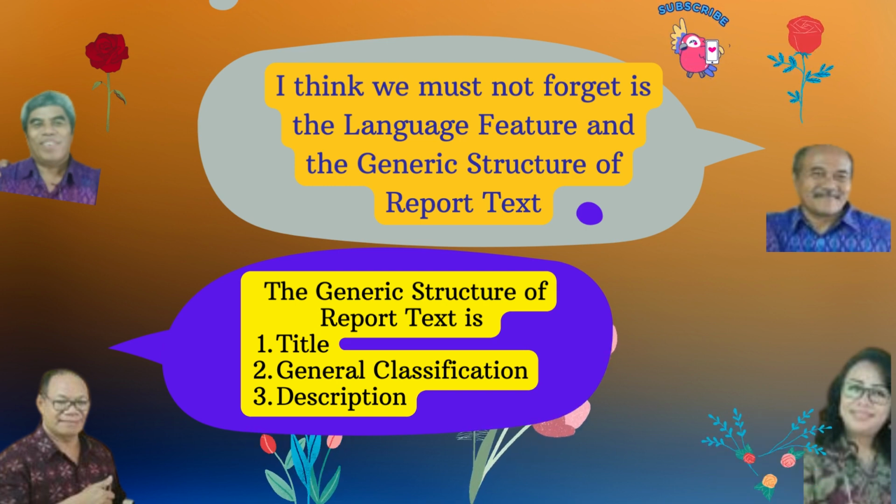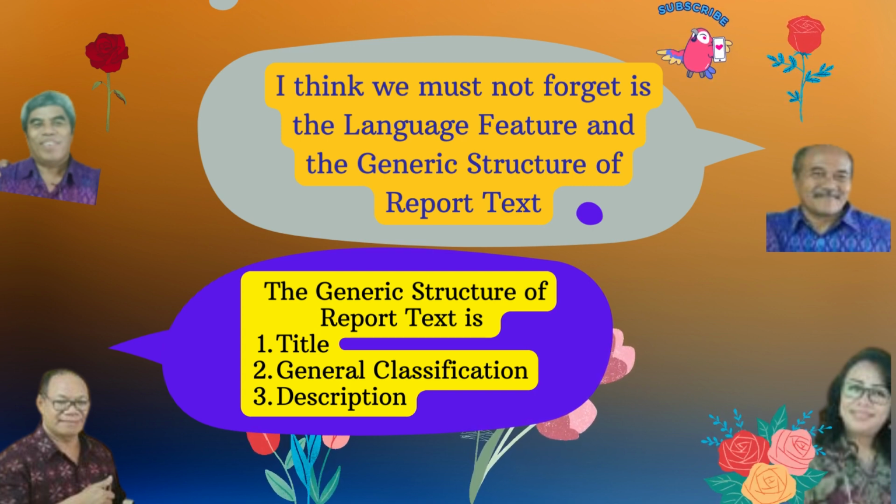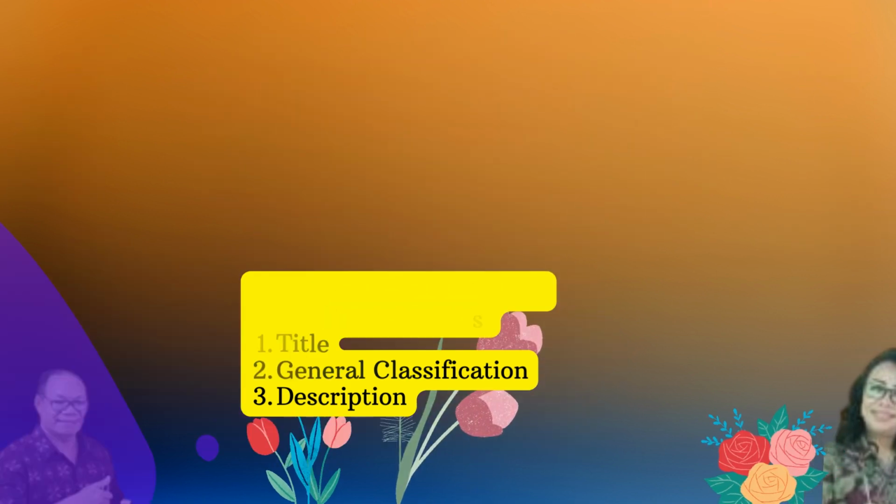Title. A title of a report text indicates the topic of the text and it is a very general thing. General classification. A general classification is a part that states classification of general aspects of things, such as animals, public places, plants, etc. It will be discussed in general. Description. This part gives a description of the things which will be discussed in detail, in terms of parts, and their function, qualities, habits and behavior.